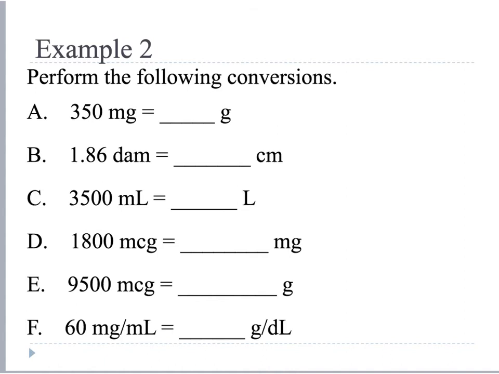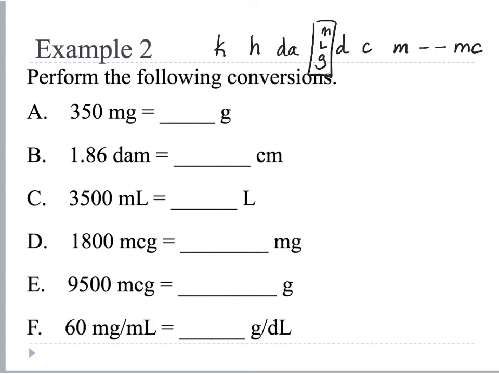Example 2, I'm going to perform the following conversion. So again, I'm doing the same thing as the last example, just a little bit more practice here. So I'm going to draw my metric line first to start. So we have meters, liters, grams, and we have kilo, hecto, deca, deci, centi, milli, and micro. If I can draw that metric line to start off, that'll help me as I go to solve. I'm always going to move my decimal point in the same direction as I'm going on the metric line.